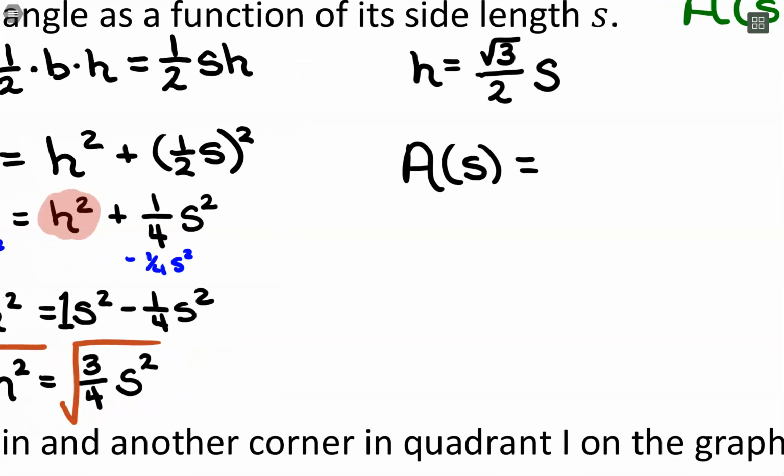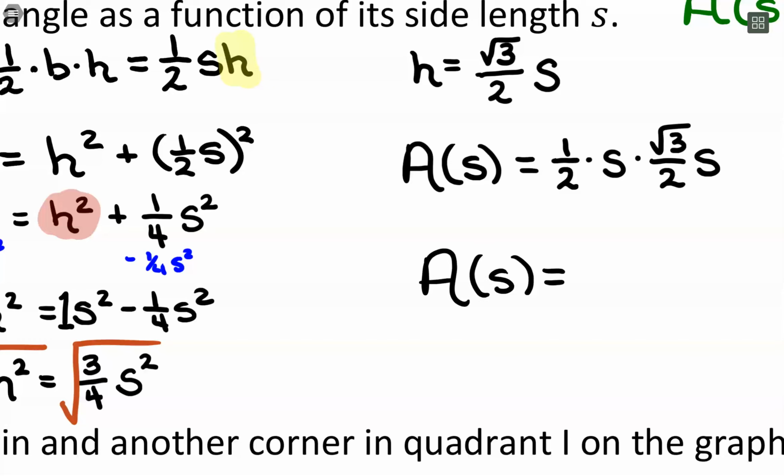So I'm going to go back to where I have 1/2 base times height, but we know that the base is s, and I just need to substitute in for h right there. So I'm going to have 1/2 times s times the height, which is root 3 over 2 times s. And then I just have one more step to simplify here. So my fractions, 1 times root 3 is just root 3, over 2 times 2, which is 4. And then s times s is s squared.